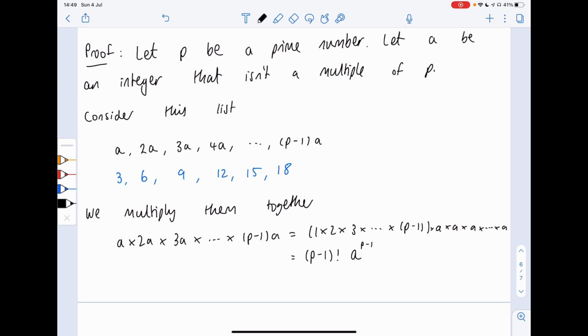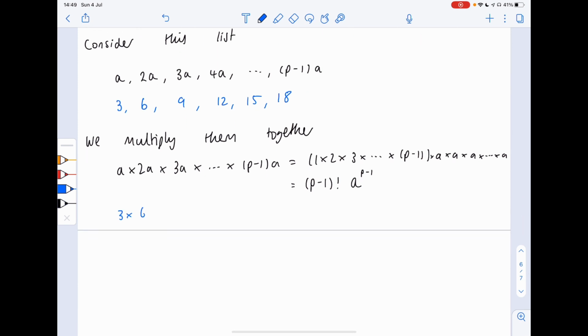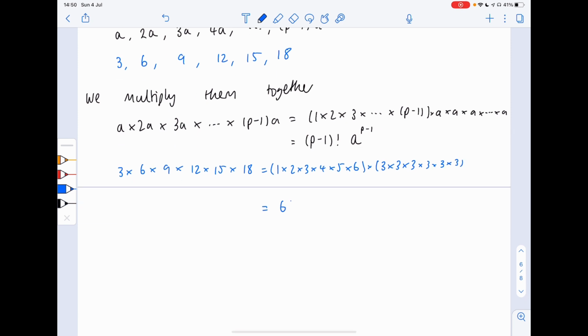Okay, so now I'll do this with our actual numbers. So we've got 3 times 6 times 9 times 12 times 15 times 18. This is 1 times 2 times 3 times 4 times 5 times 6 on one hand, times, and then we've got all the 3s: 3 times 3 times 3 times 3 times 3 times 3, which is 6 factorial, is what we call that, times 3 to the power of 6. Okay. Hopefully that makes sense.